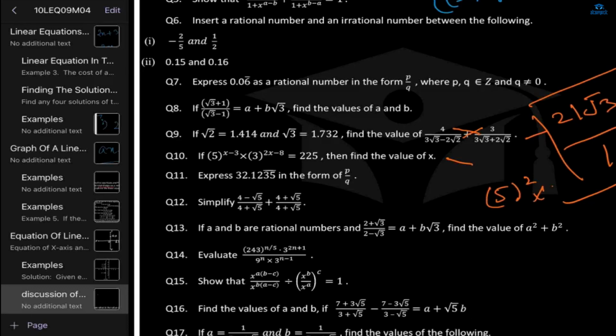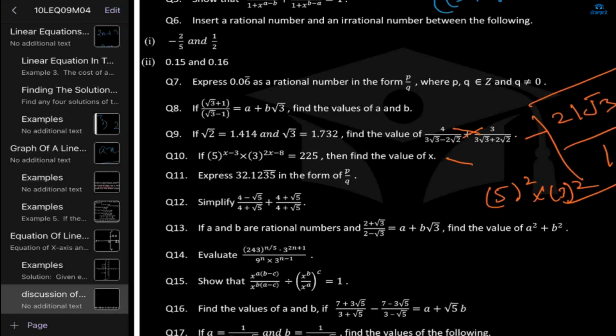Ma'am, can you tell the final answer of x? The final answer of x is 5. Yes, I got the same. Okay, so how did you do it? Ma'am, I did it like this: 5 to the power x minus 3 into 3 to the power 2x minus 8, so I wrote it as 5 to the power x by 5 to the power 3 into 3 to the power 2x divided by 3 to the power 8.